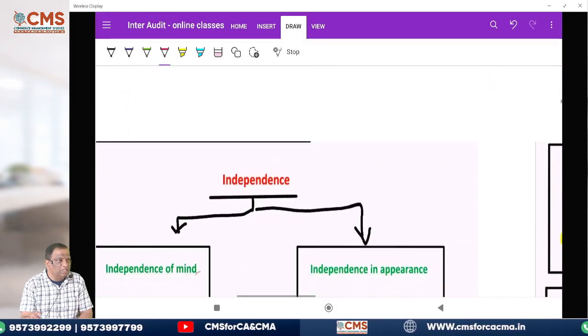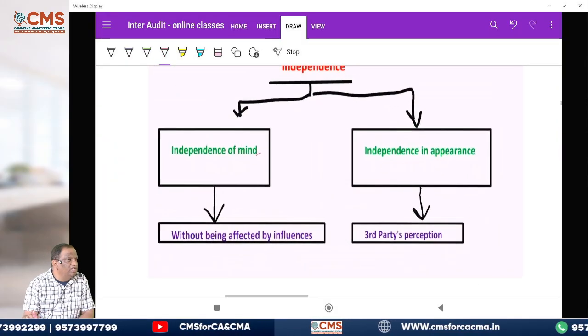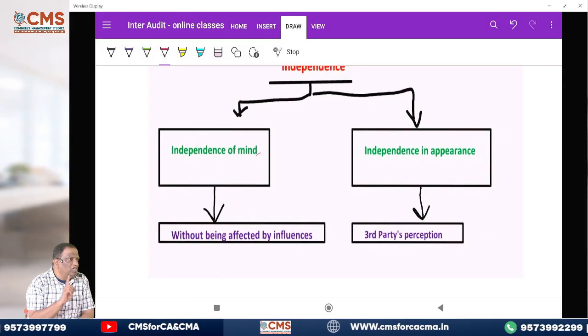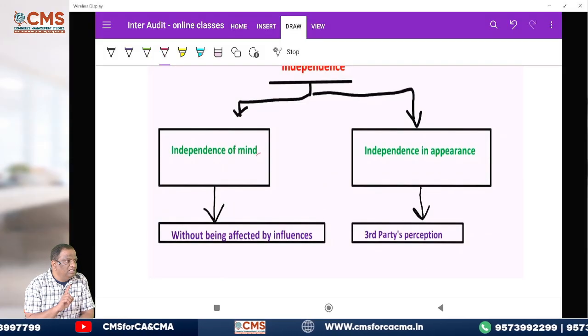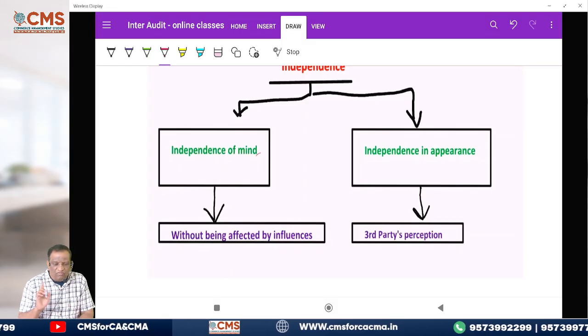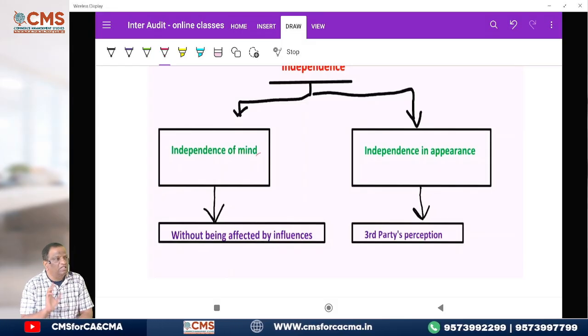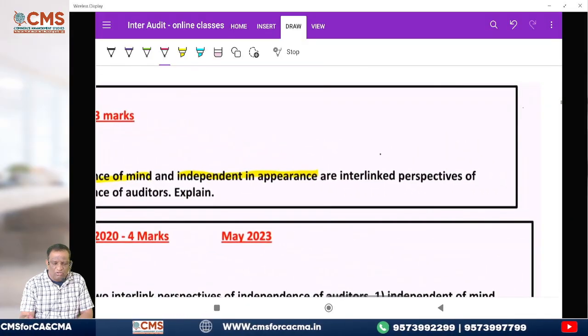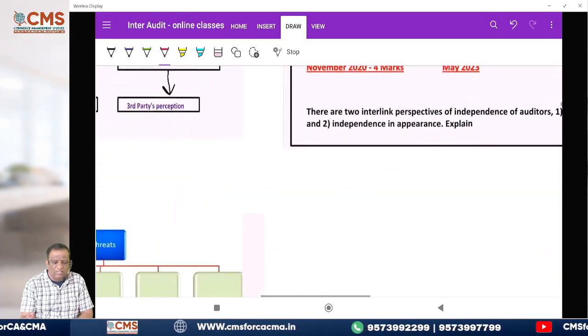Now, independence is of two types. What are the two types of independence? Independence of mind and independence in appearance. One word for independence of mind: unbiased. And one word for independence in appearance: third party. So that is how you can talk about this. Otherwise, you get multiple questions being asked on that one.